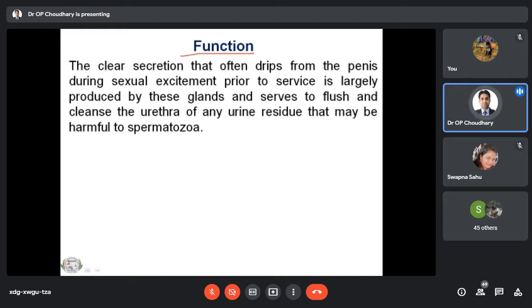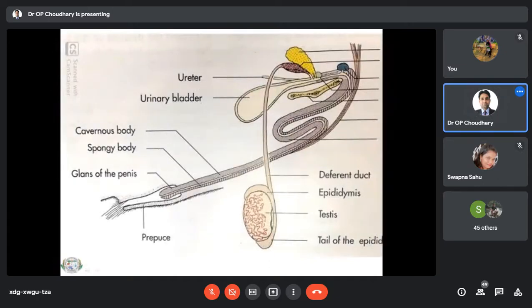They can be harmful simply. Then you can see here, this is the urinary bladder, and here this is the seminal vesicle, here is the prostate gland, and here you can see these are the Cowper's gland. So the Cowper gland, there is one opening over the urethra by which they usually secrete the clear secretion in the urethra that will clear the urine residue from the urethra.